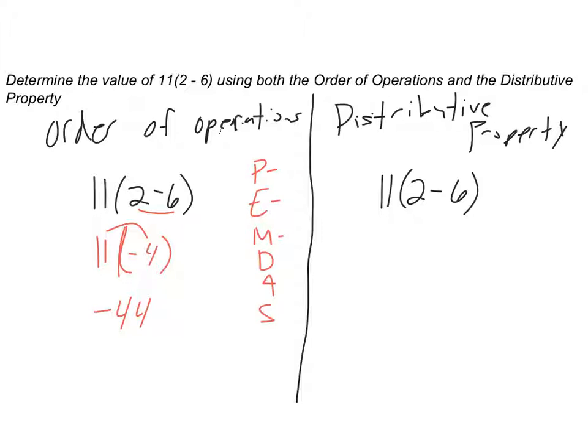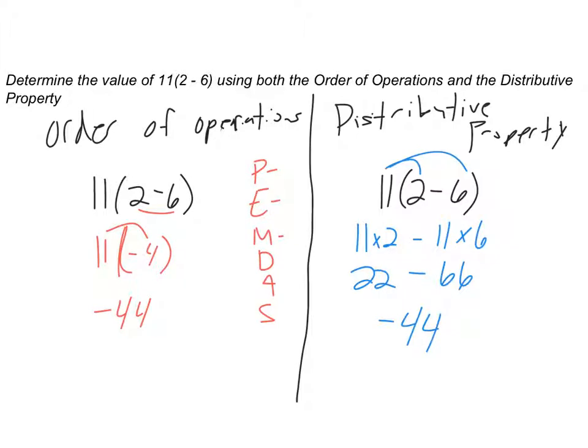Now I'm going to do the same thing using the distributive property. So now I'm going to distribute the 11 inside the parentheses. So I'm going to do 11 times 2, and I'm going to subtract from that 11 times 6. 11 times 2 is 22. 11 times 6 is 66. If I type this into my calculator and subtract it, I would get a negative 44. So either way, I get the same answer.